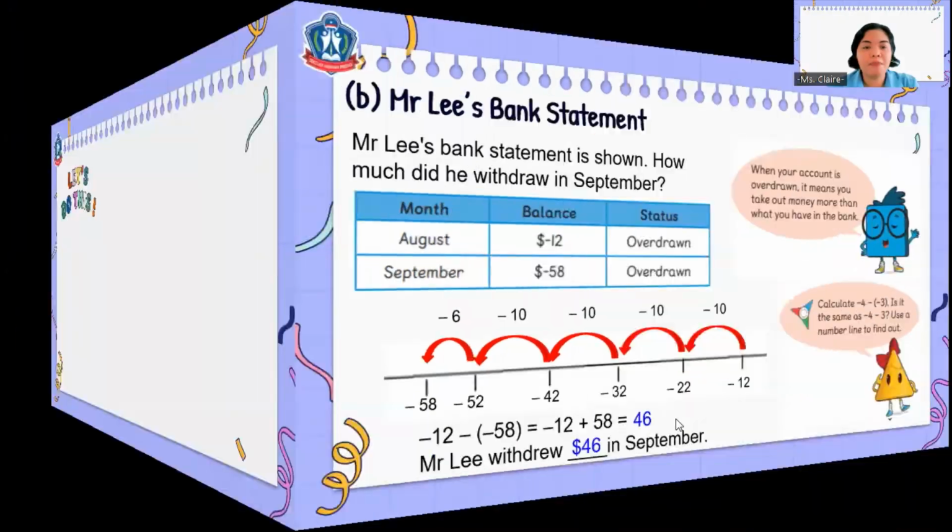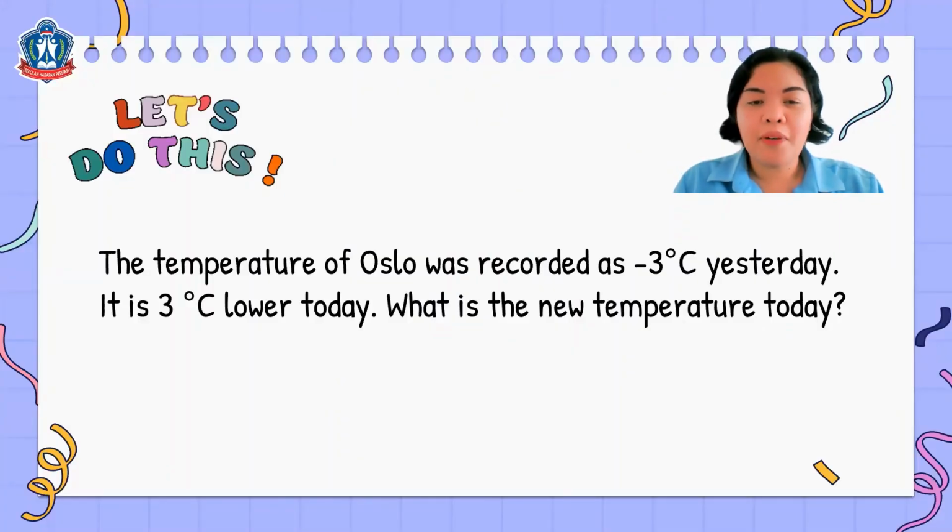Okay, P6, I have here a problem for you. The temperature of Oslo was recorded as negative 3 degrees Celsius yesterday. It is 3 degrees Celsius lower today. So what is the new temperature today? Okay, so P6, try to calculate the new temperature of Oslo.